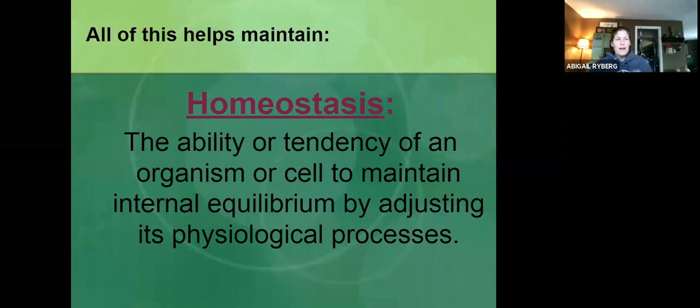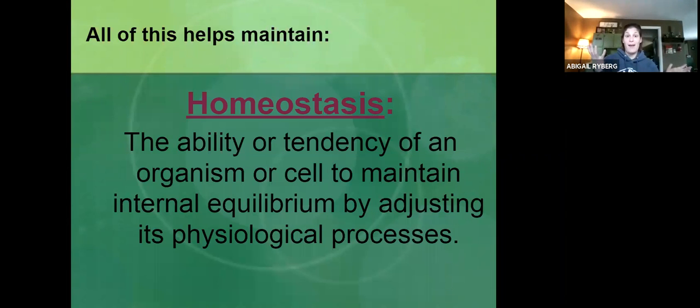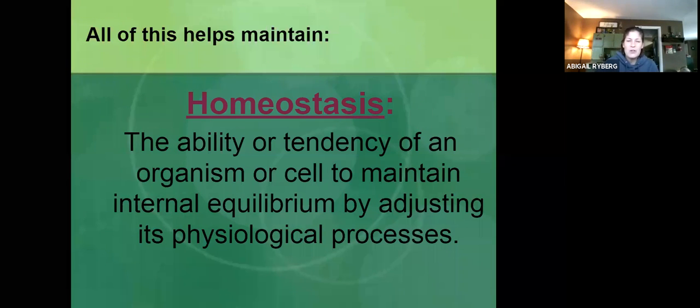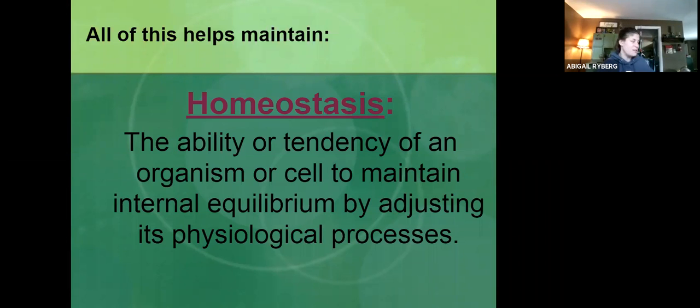So I've talked a lot about maintaining equilibrium, and we have a term for that. So the movement of all these things are constantly being maintained, and we call that homeostasis. So homeostasis is the ability or the tendency of an organism or cell to maintain internal equilibrium by constantly adjusting its processes. So that's what cells are going to do, is just constantly try to maintain this equilibrium.